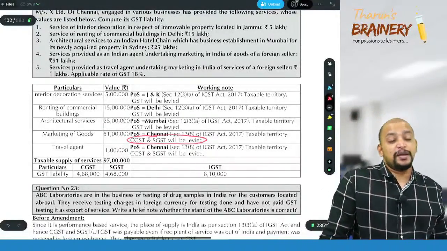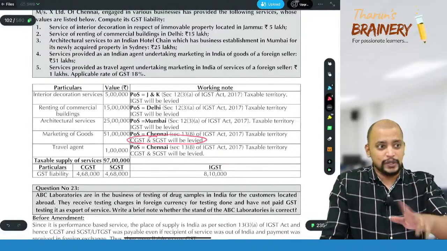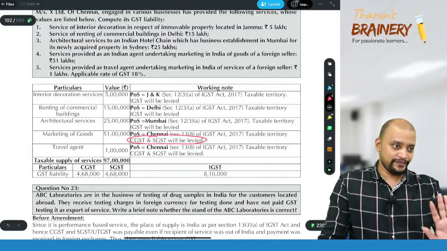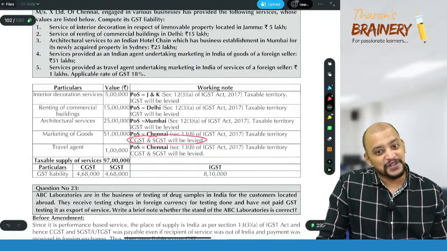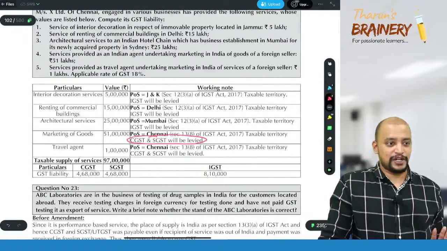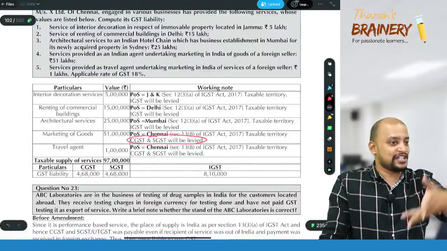But sir, if I mistakenly took CGST, SGST, will I lose marks? Don't worry, you will not lose. If it is MCQ, you will lose. Okay. If it is MCQ, you will lose, because in MCQ we can't do anything with respect to that. And whatever is given in their OMR key, that only will count.